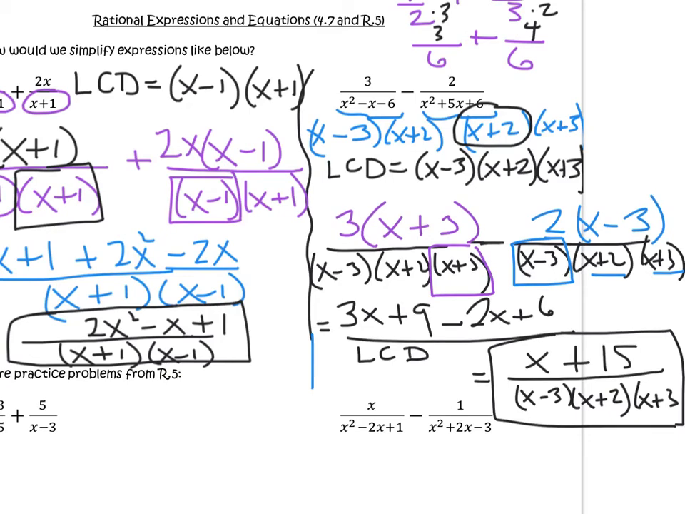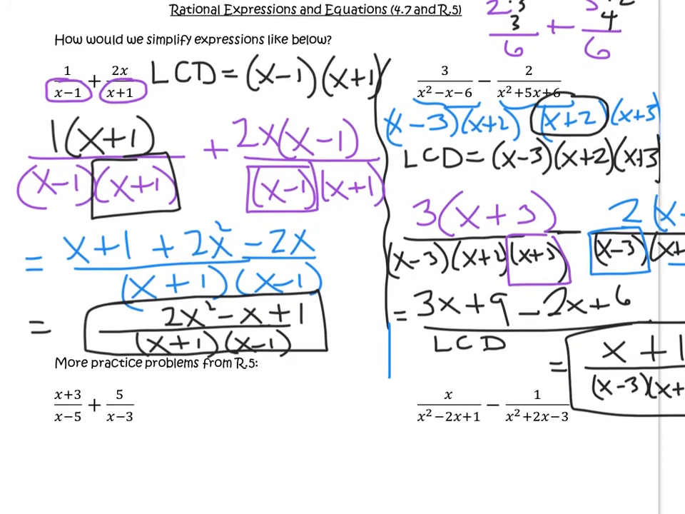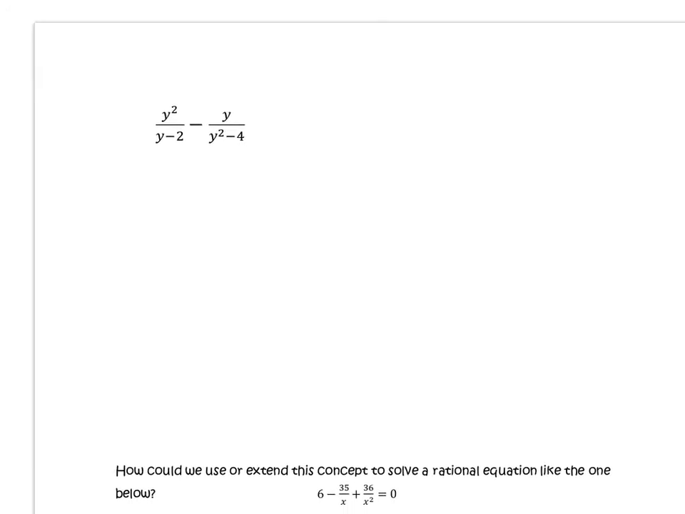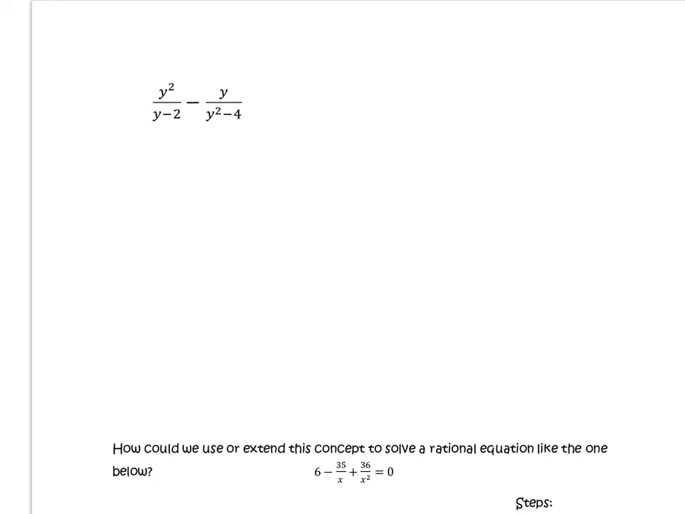Okay, so let's do one more together. I'm going to leave those two down there for you to try, but let's go on to the next page. Okay, so let's do the one that's up here, it's a subtraction, and let's factor that bottom denominator. So that would factor into y plus 2, y minus 2.